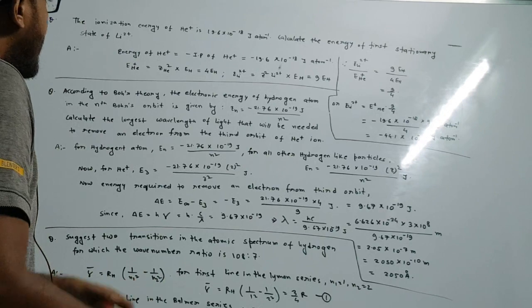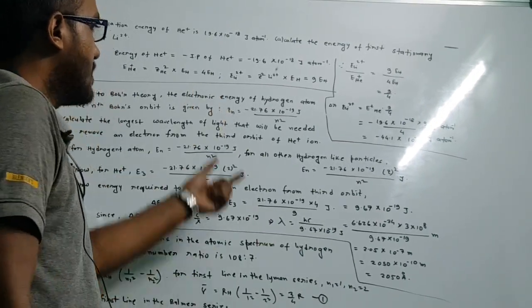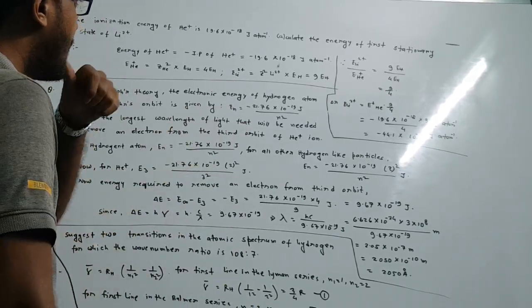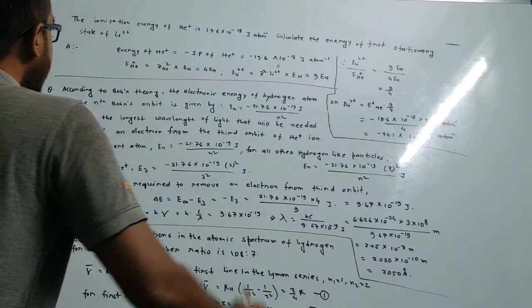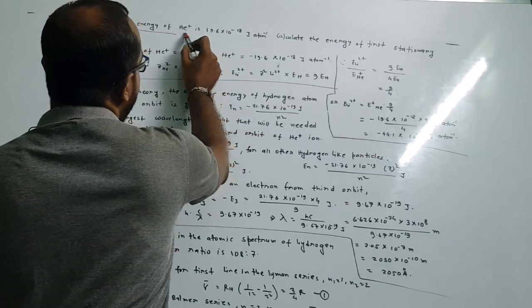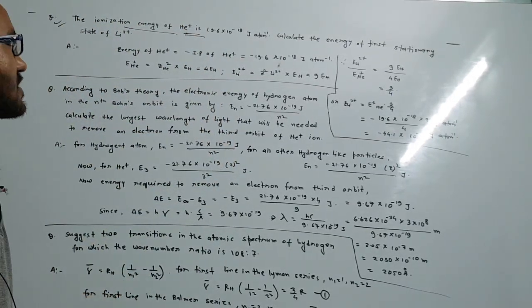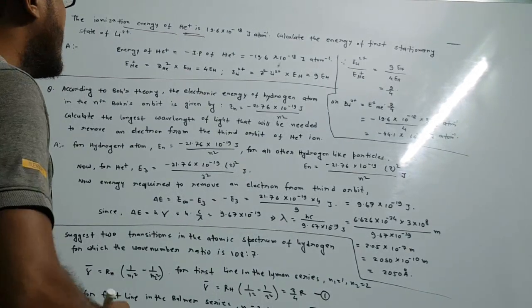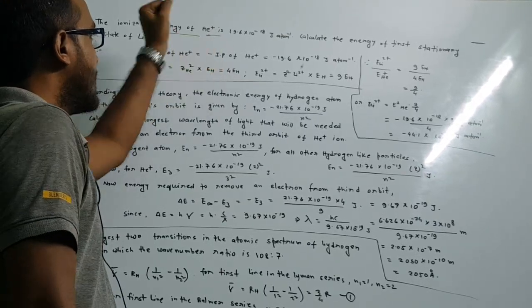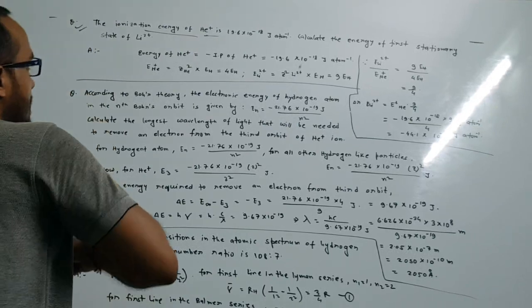Let us solve some problems related to the last slide. We have learned the radius of the nth orbit, energy of the nth orbit, and velocity of the nth orbit, and related problems. See, the first question is the ionization energy of helium plus. Helium plus is a hydrogen-like atom, right? Because hydrogen has one proton and one electron. Helium plus also has one electron, because one electron has gone away.